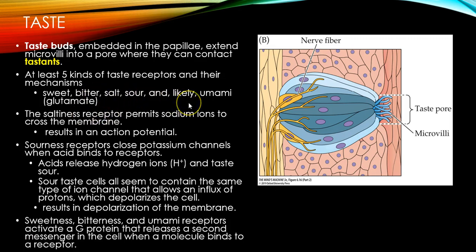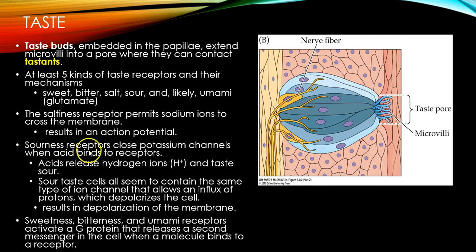And each of the receptors work differently. The salty taste receptor is probably the easiest to understand because it simply permits sodium ions to cross the membrane. So sodium ions just enter the sodium receptor, and what happens when sodium ions enter a neuron, right? The cell starts to depolarize, hits the threshold, and results in an action potential. So the saltiness receptors are really the simplest to understand, just allowing sodium to cross the membrane and lead to an action potential where you then taste salt.